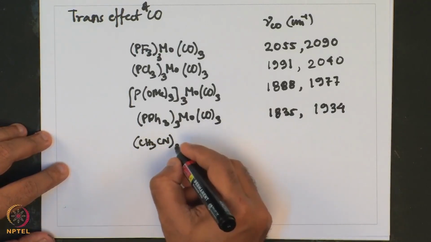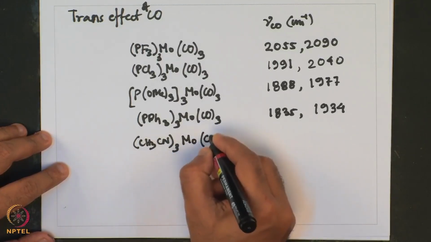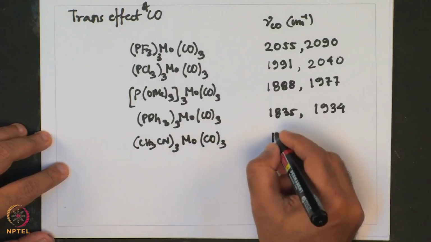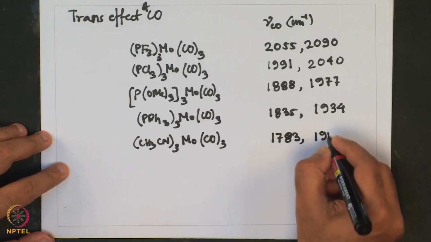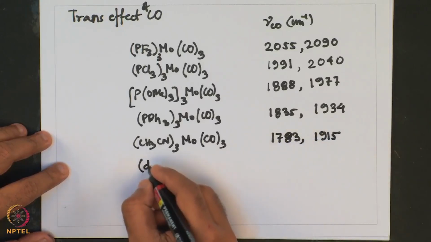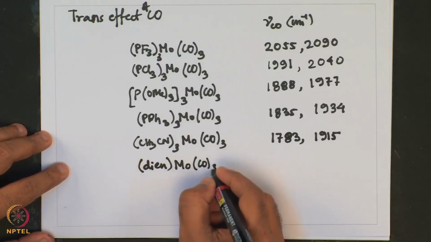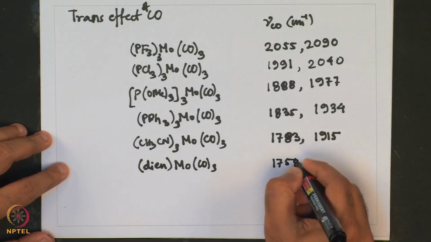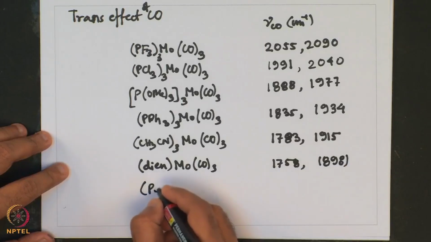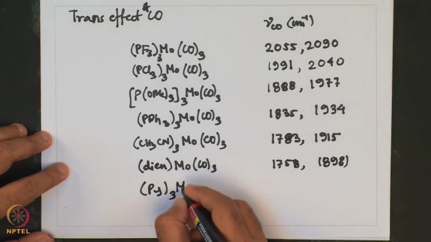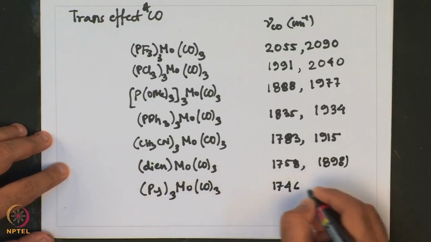CH3CN, where nitrogen of the acetonitrile moiety is coordinated onto molybdenum, Mo(CO)3, goes even further: 1783, 1915. Then diethylenetriamine (dien) Mo(CO)3: 1758, 1898. Then pyridine, py3 Mo(CO)3: 1746 to 1888.